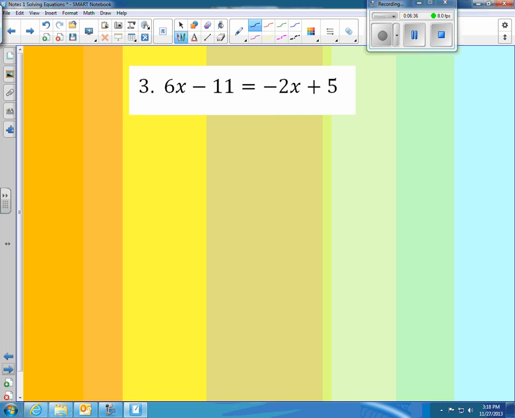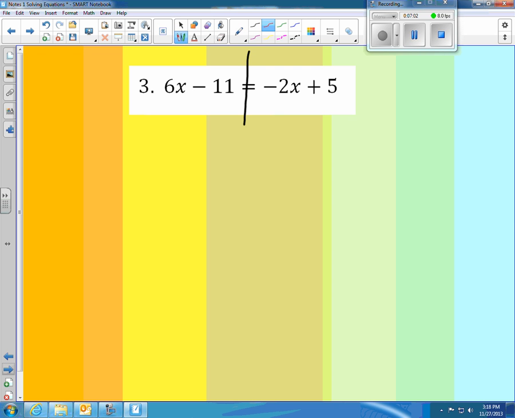All right, let's go ahead and take a look at problem 3. Problem 3 says 6x minus 11 equals negative 2x plus 5. So step 1, simplify each side of the equal sign by distributing or combining like terms. Now I'm looking at each side of the equal sign. So I have 6x minus 11 and negative 2x plus 5. So the x's are on different sides.